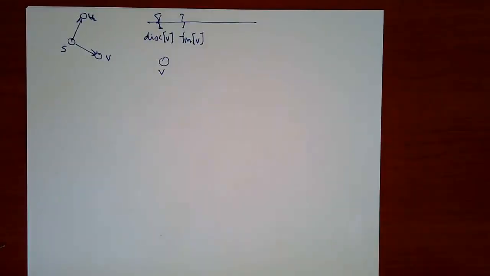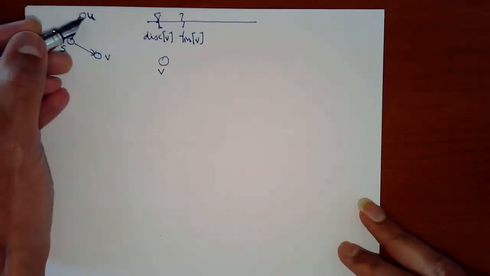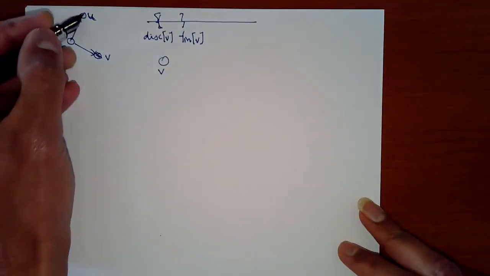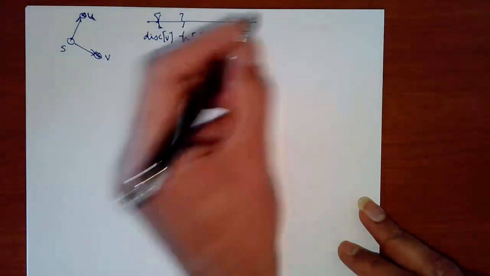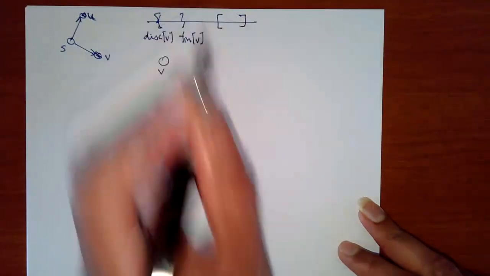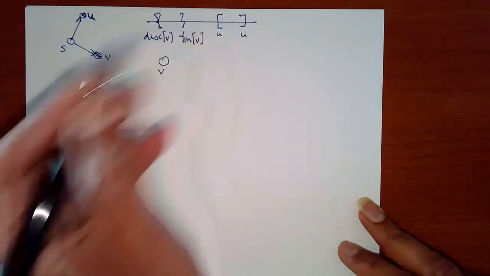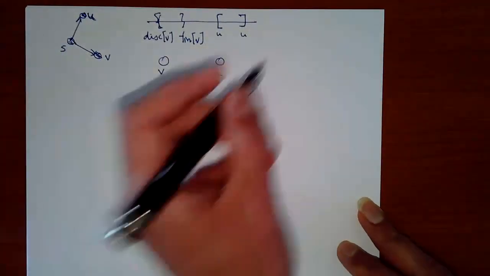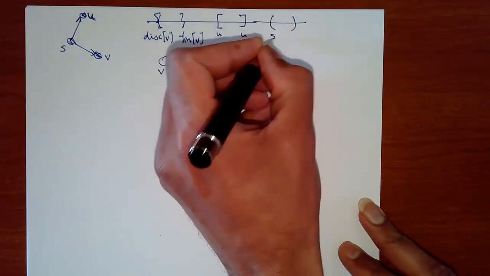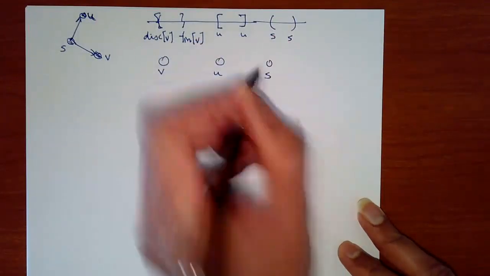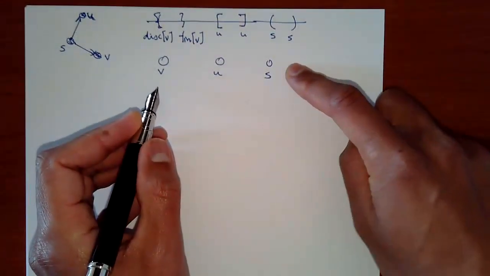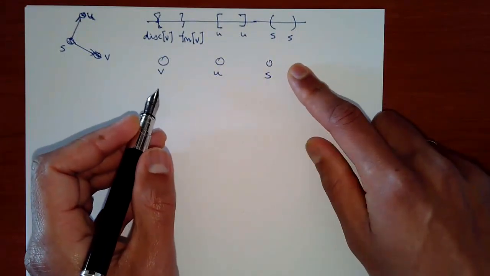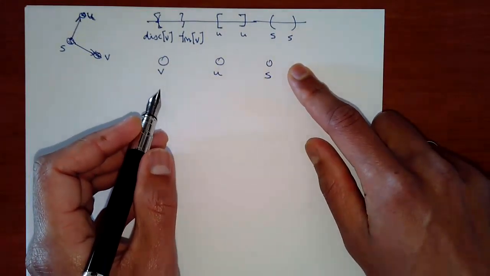Right. Then suppose we went to U. So this has been discovered. Then U is going to start and then terminate. And this is for U. And U is just going to be by itself. Then you go to S. S is going to start and terminate, and S is going to be by itself. So the DFS forest is just three isolated nodes.